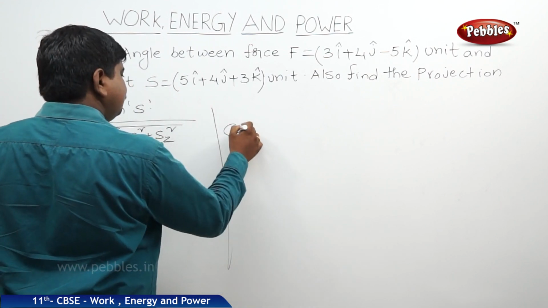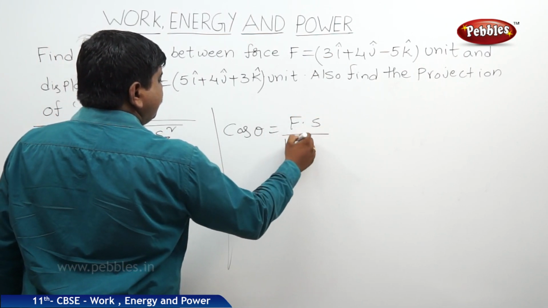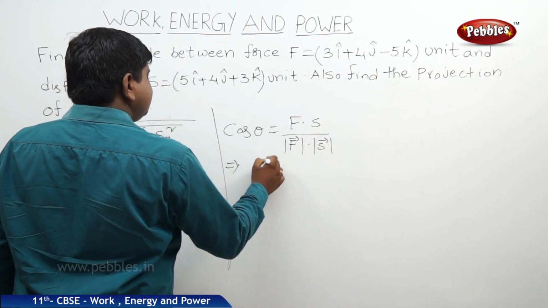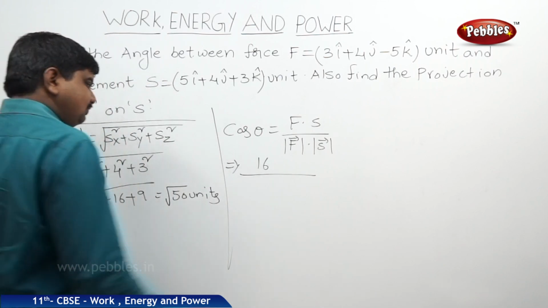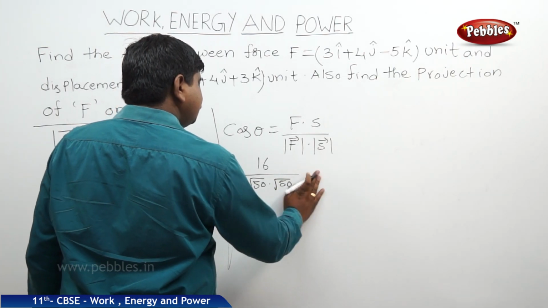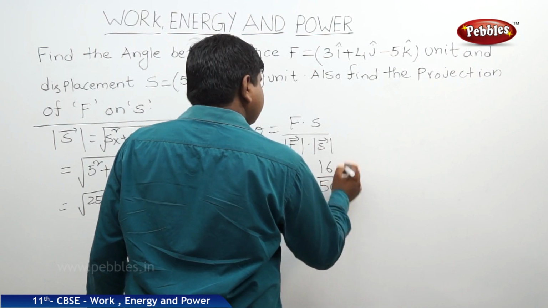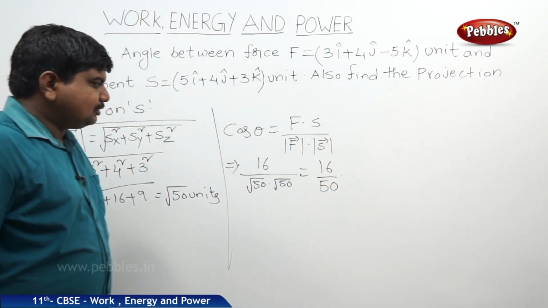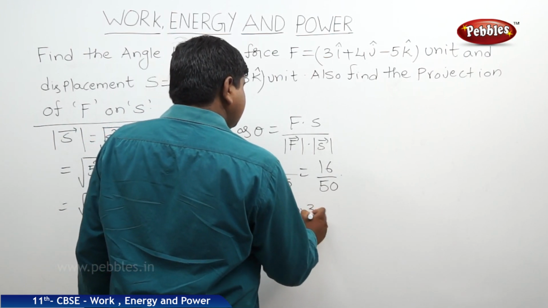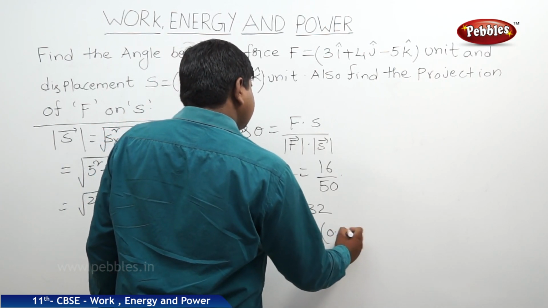Therefore cos theta is equal to F dot S by mod of F bar into mod of S bar. F dot S is 16, mod of F is root 50, mod of S is root 50. So it will be 16 by 50. Therefore cos theta is equal to 0.32. Theta is equal to cos inverse 0.32.